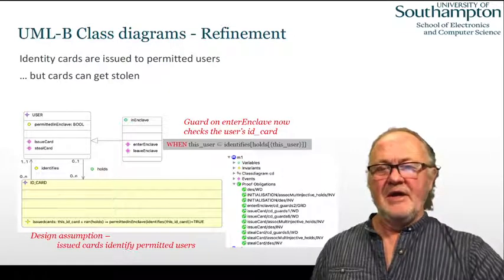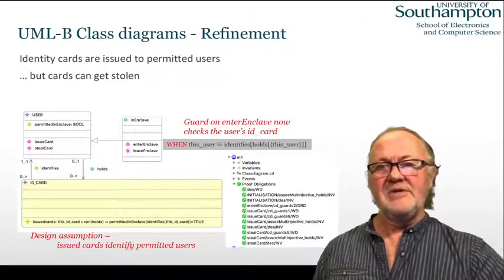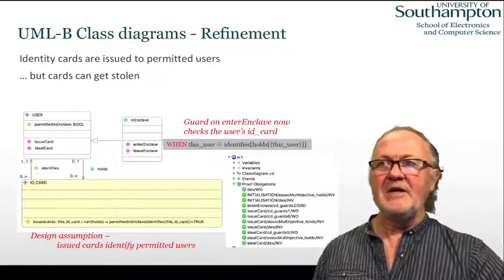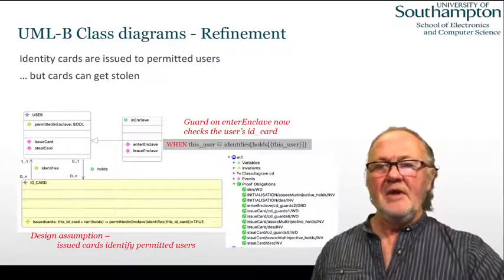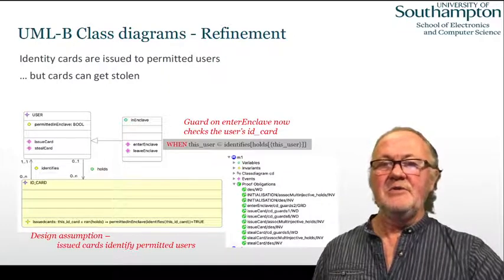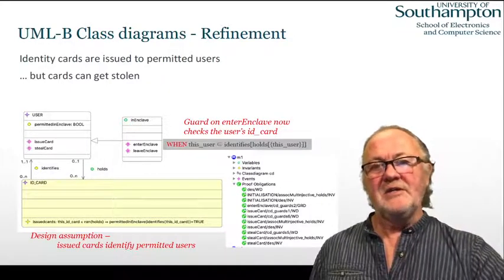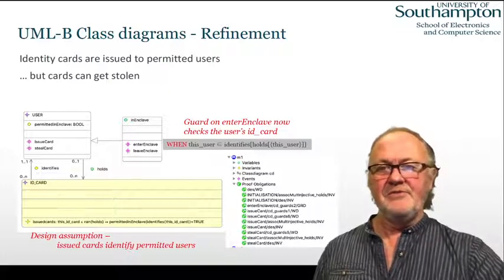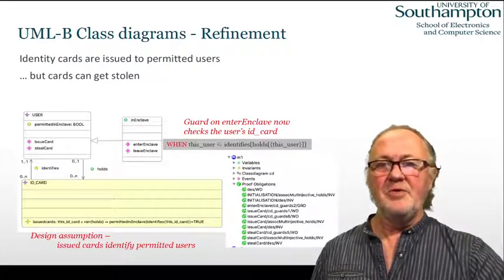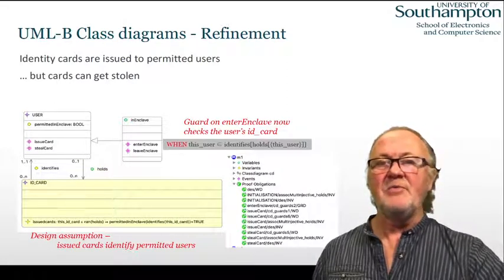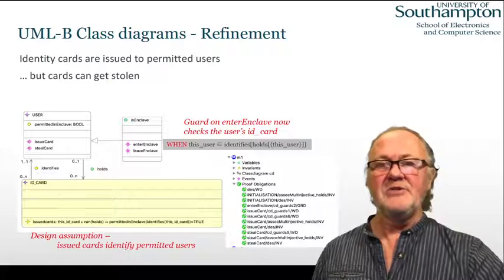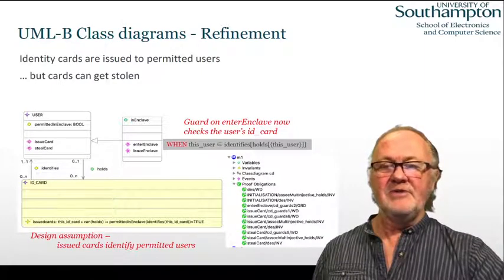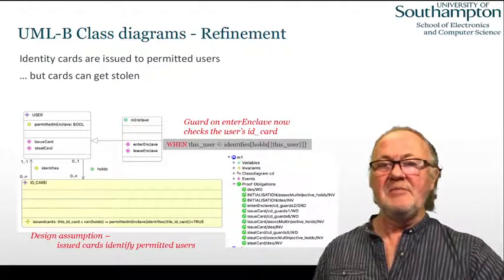So we need to add a new invariant that gives extra information to the provers. It really is the basis of the design, it's the design assumption. And that's that if the card has been issued, i.e. a user holds it, then the user it identifies is permitted in the enclave. This invariant is sufficient for the prover to deduce that the new guard implies the abstract one and discharge the proof obligation. Of course, then there are more proof obligations generated to ensure that the new invariant is true, but these are all discharged automatically by the provers.